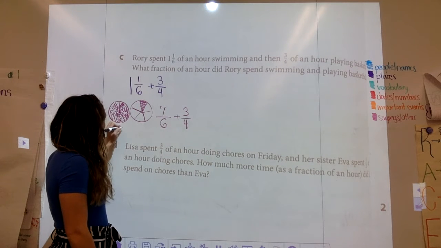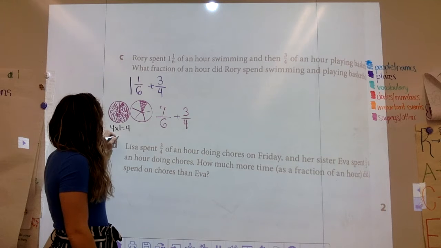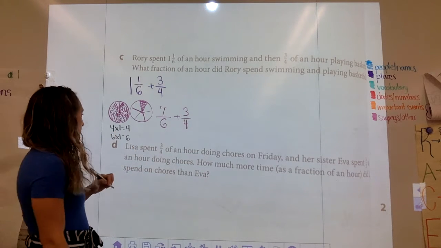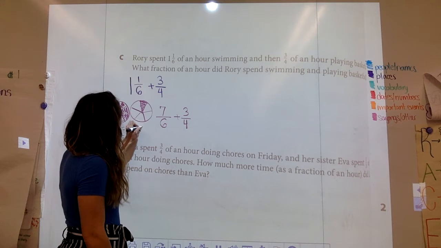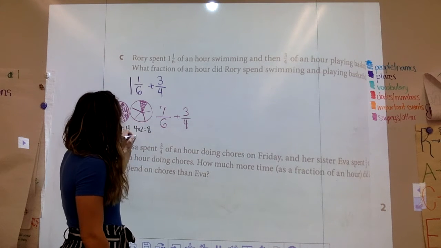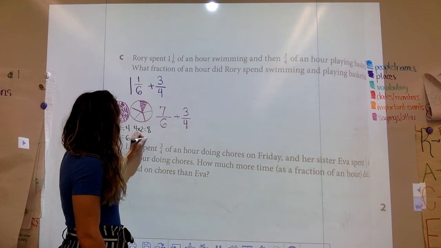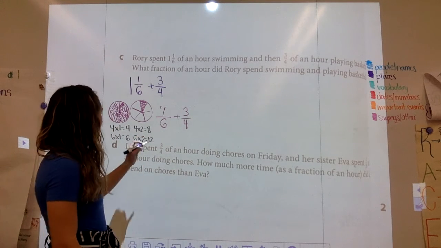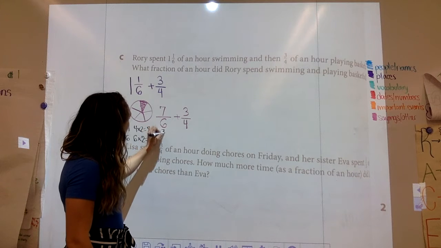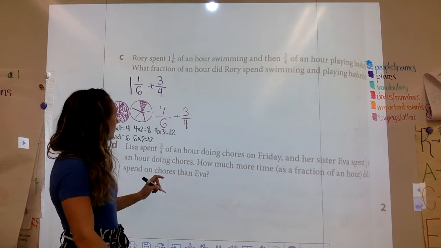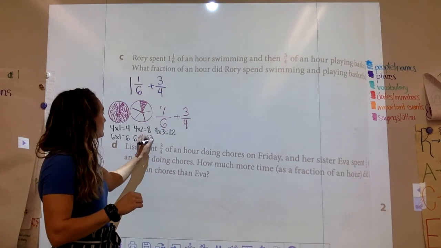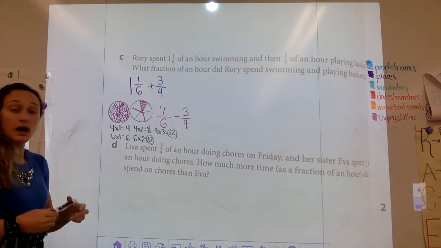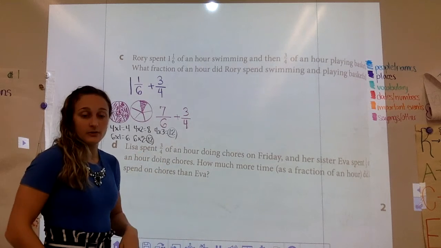4 times 1 equals 4. 6 times 1 equals 6. Neither of those match, so I'm going to keep going. 4 times 2 equals 8. 6 times 2 equals 12. Again, nothing matches. 4 times 3 equals 12. Wait! I have a 12 for both. So I can use 12 as my common denominator.